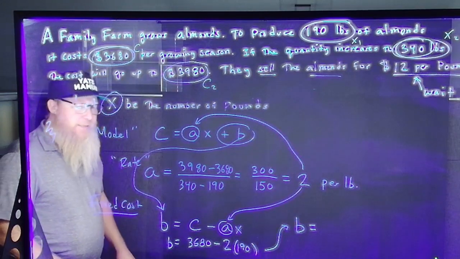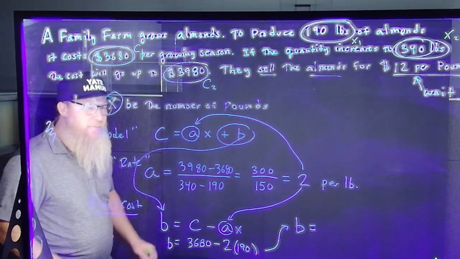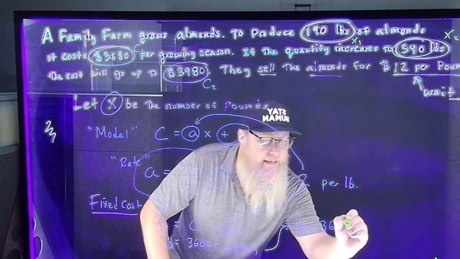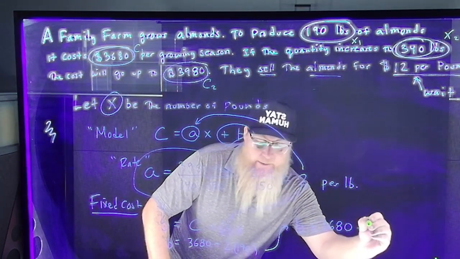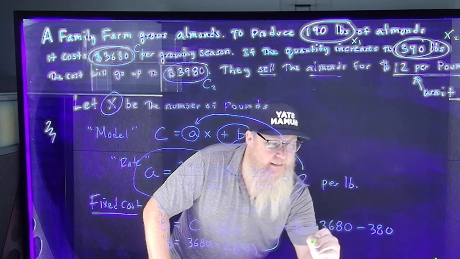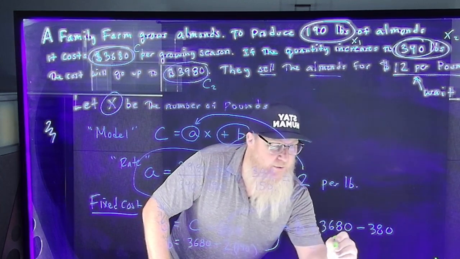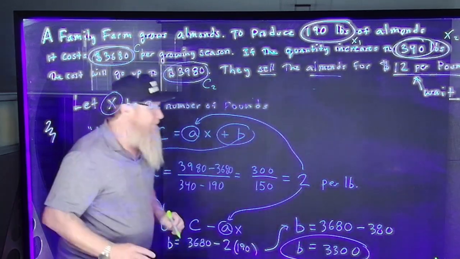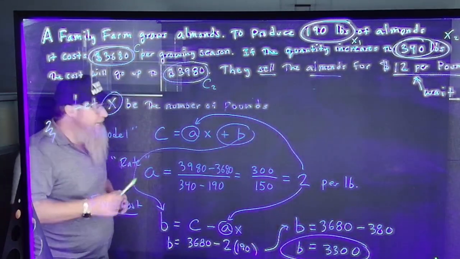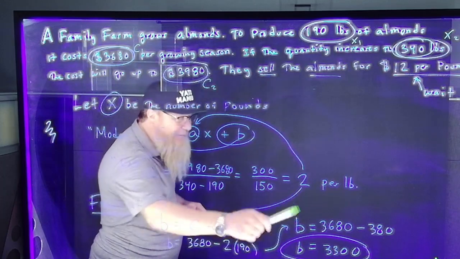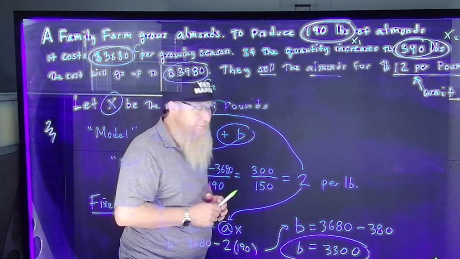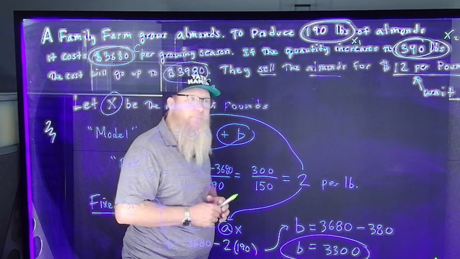So I've got 3,680 minus 2 times 190. So that's 3,680 minus 380, which is $3,300. So those are our fixed costs. And again, even if I don't grow any almonds, even if I don't sell any almonds, that's your overhead. That's just the price of doing business, the cost of doing business.